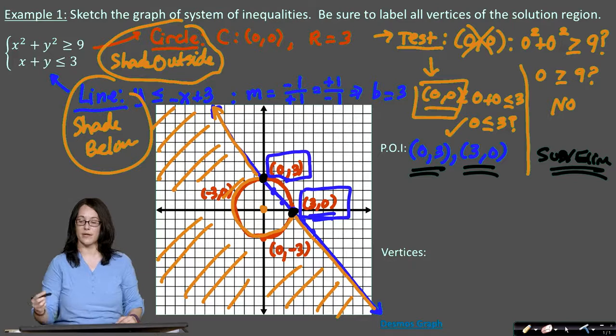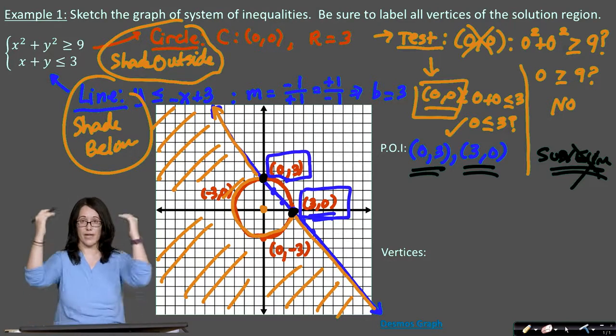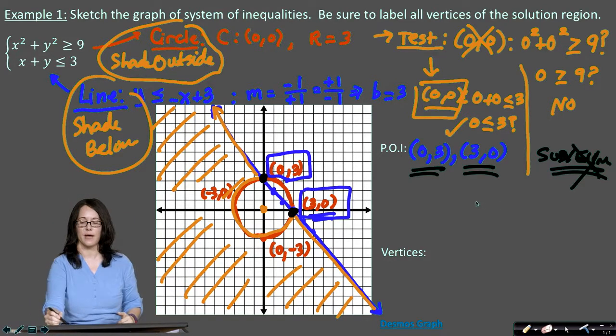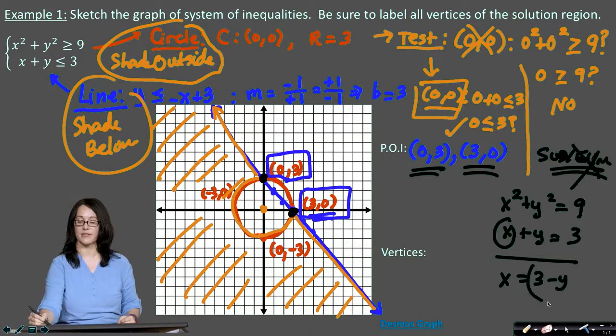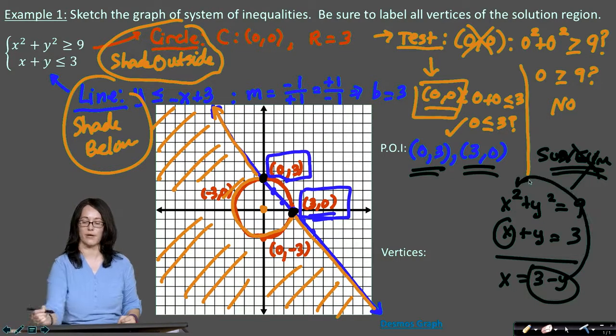I would have probably done a substitution here because there are no two like variables on top and bottom to eliminate. I have the system here of x squared plus y squared equals 9 and x plus y equals 3. So if I was attempting to solve this by substitution, I could isolate, let's say, x in equation 2 so that x equals 3 minus y. Then I could substitute for x into equation 1. I would end up getting something like (3 minus y) squared plus y squared equals 9.